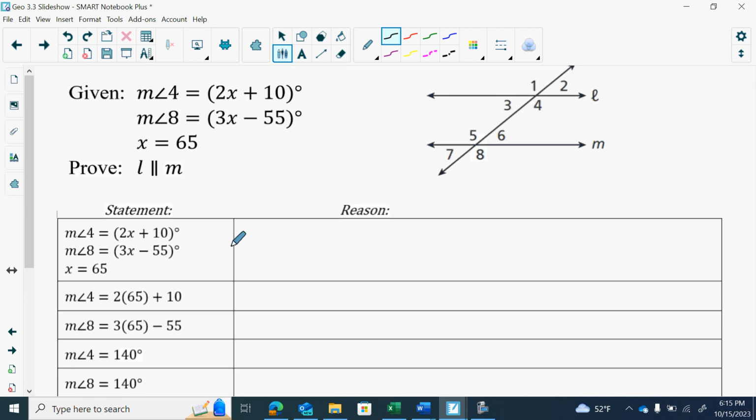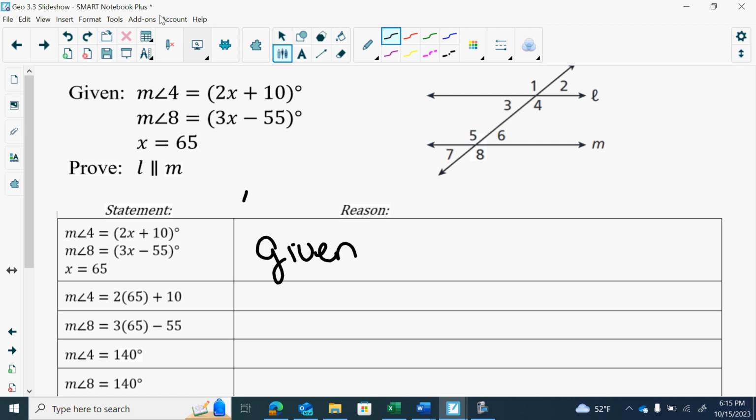Okay, we've got a lot going on here. First things first, given that the measure of angle 4 is equal to 2x plus 10, the measure of angle 8 is equal to 3x minus 55, and that x is equal to 65, we need to prove that line L is parallel to line M. What we're going to write down every single time is given. This whole box is given. Our job is to prove that these two lines are parallel.